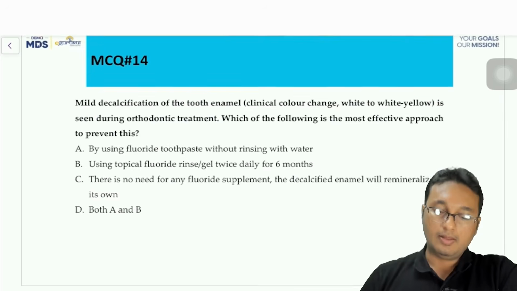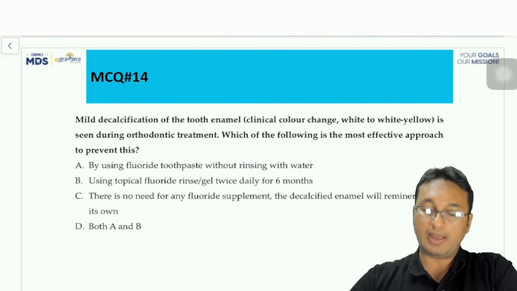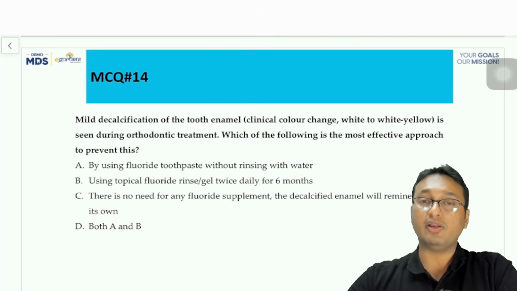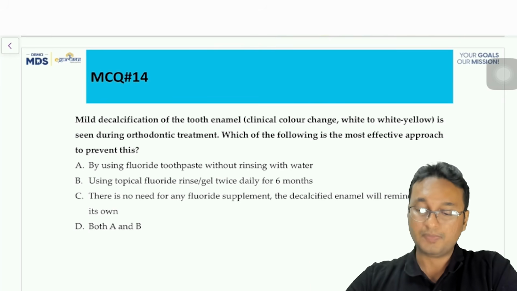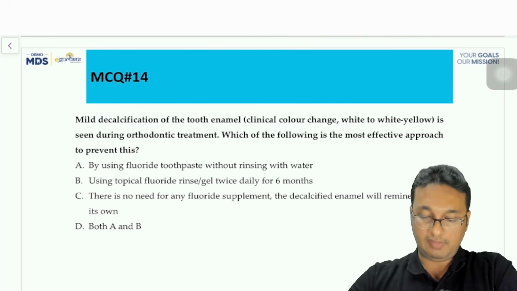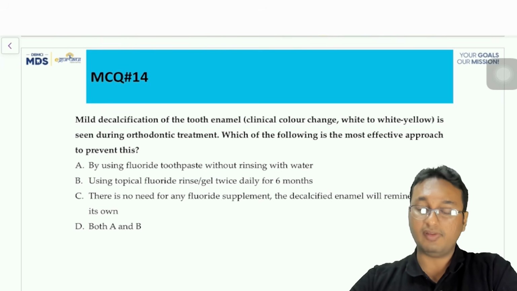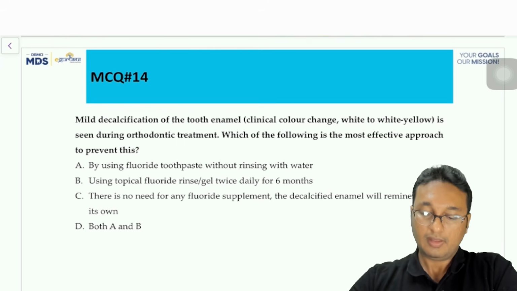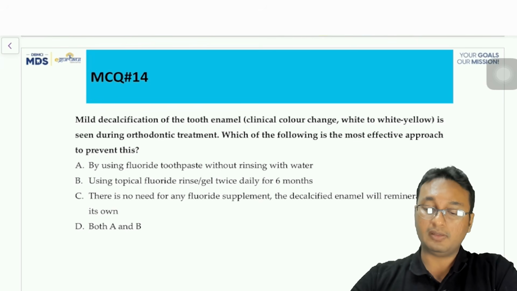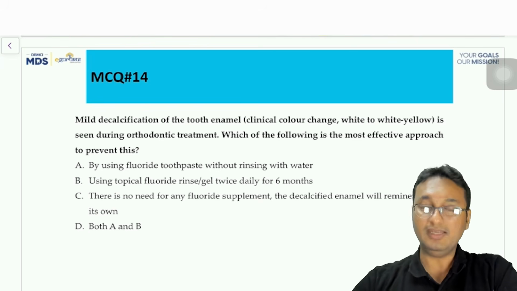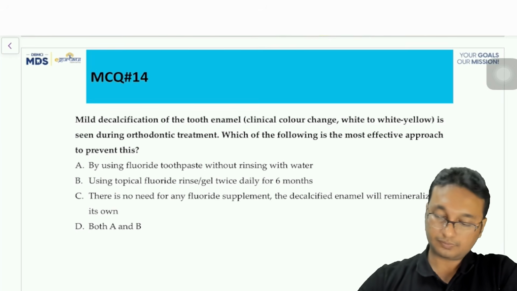Next question. Mild decalcification of tooth enamel, that is, clinical color change from white to white-yellow, is seen during orthodontic treatment. This is the clinical presentation. Which of the following is the most effective approach to prevent this? Option A: by using fluoride toothpaste without rinsing with water, by using topical fluoride gel or rinse twice daily for 6 months. Option B: there is no need for any fluoride supplement, the decalcified enamel will remineralize on its own. Or option C, both A and B.